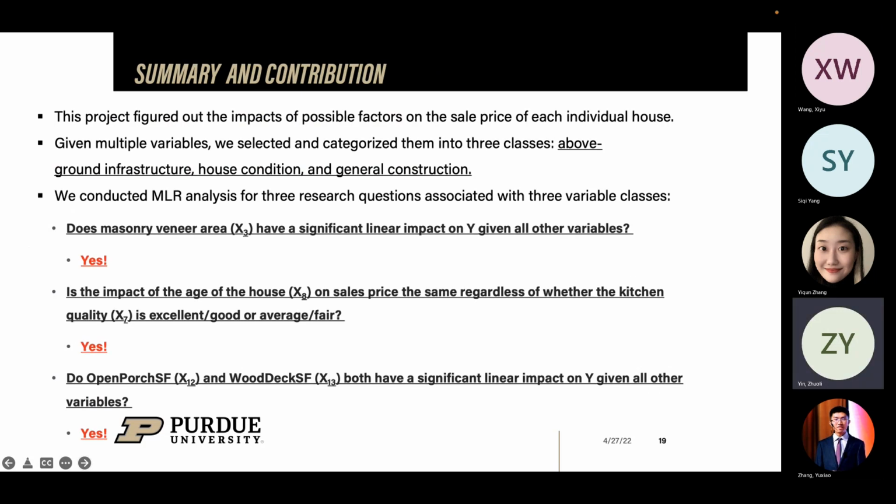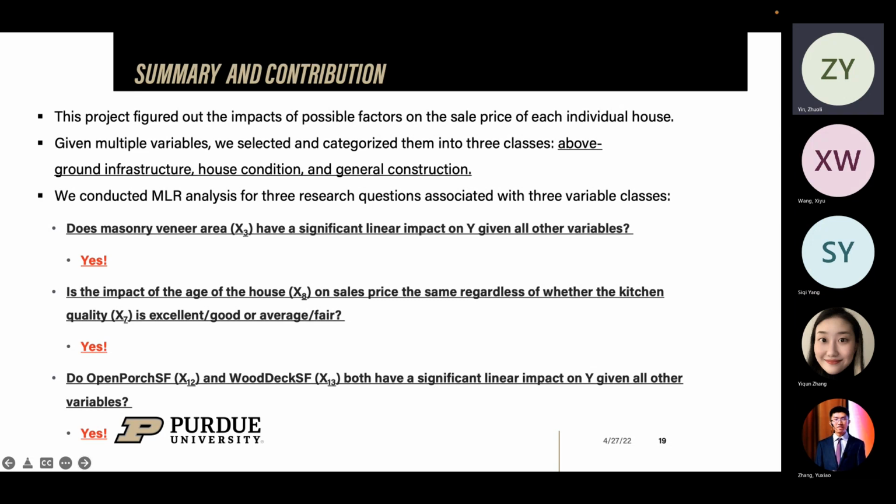So to sum up, our contribution in this project is to figure out the impacts of possible factors on the sale price of each individual house. Given the multiple variables, we selected and categorized them into 3 classes: above ground infrastructure, house condition, and general construction. We conducted a multiple linear regression analysis for 3 research questions associated with these 3 variable classes. So first, we found that the masonry veneer area does have a significant linear impact on the house price given all other variables in the model.